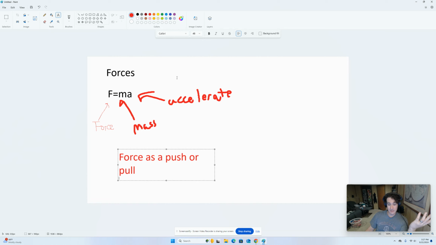This equation, we need to make sure the right units. All right, so we'll just change colors here for a second. So force, we say F equals ma. We should know what m is, mass.